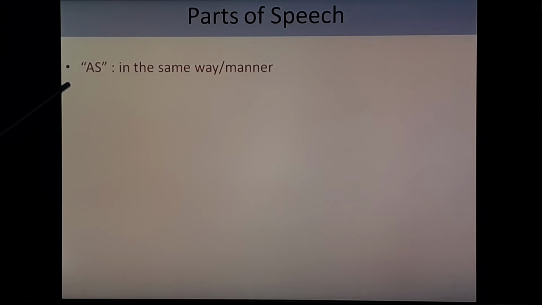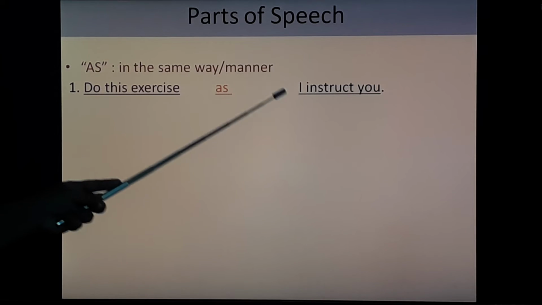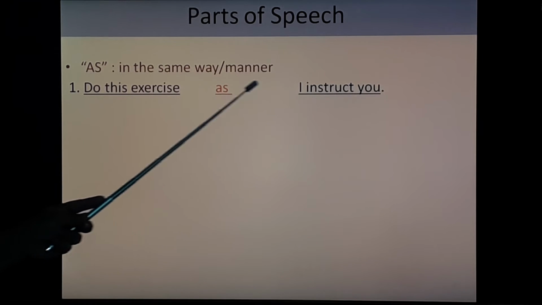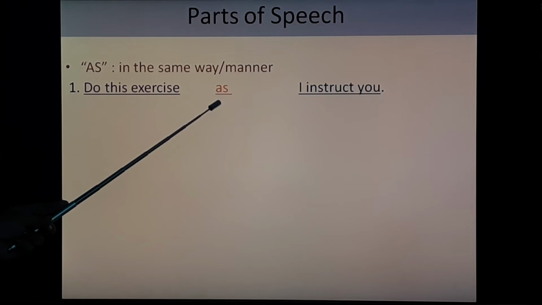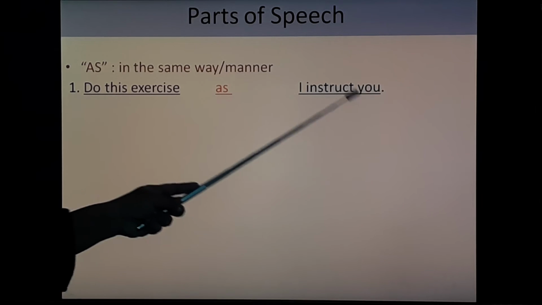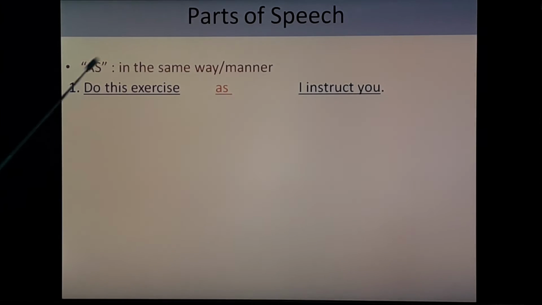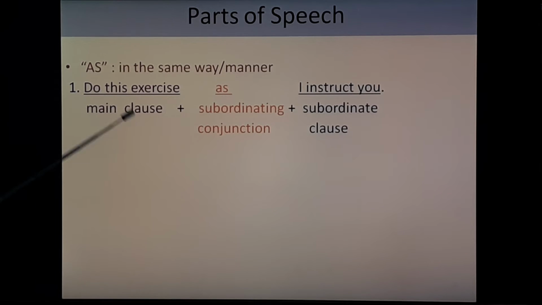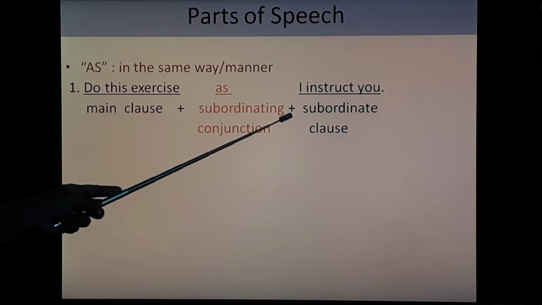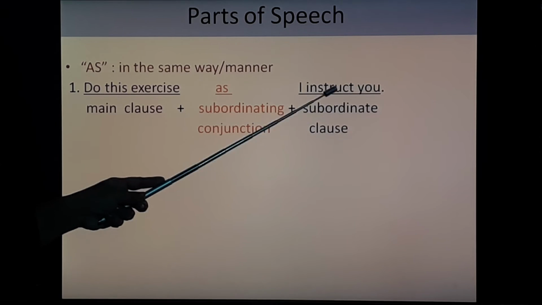Next, that is as. Okay, as means in the same way or manner, that is the meaning of as. Do this exercise as I instruct you. Okay, here as is the subordinating conjunction, I instruct you is the subordinate clause, and here do this exercise is the main clause. See here, main clause, as subordinating conjunction, and I instruct you, that is the subordinate clause.